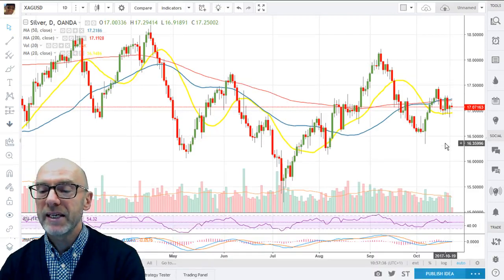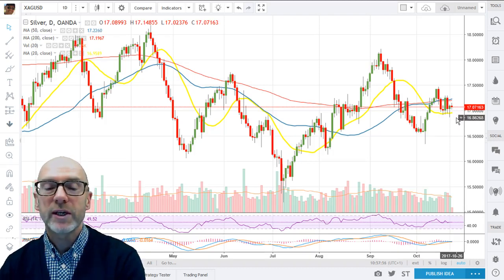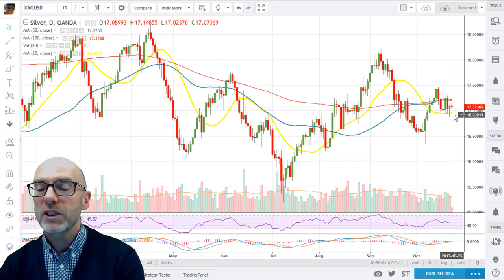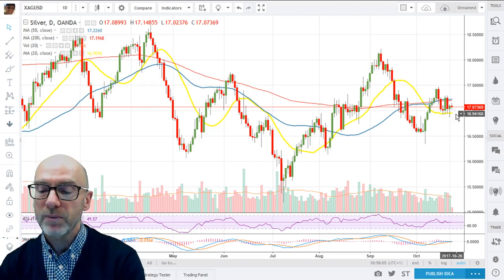On the daily, again you can see the range trading picture. You can see that the 20-day moving average is moving back up and is giving support. It gave support yesterday and is a critical support level. A couple of days close below that 20-day, which is at 16.96, would be critical and would be a herald of some downside pressure.